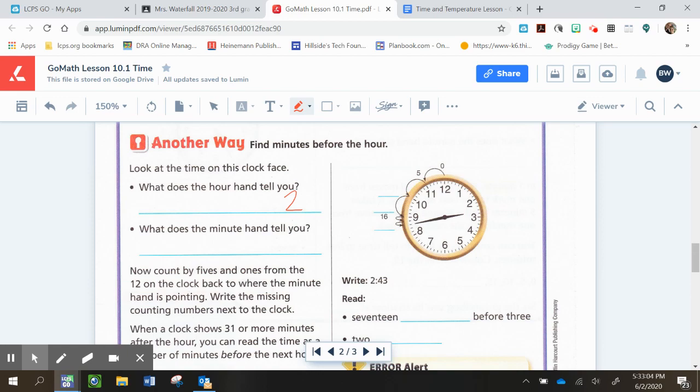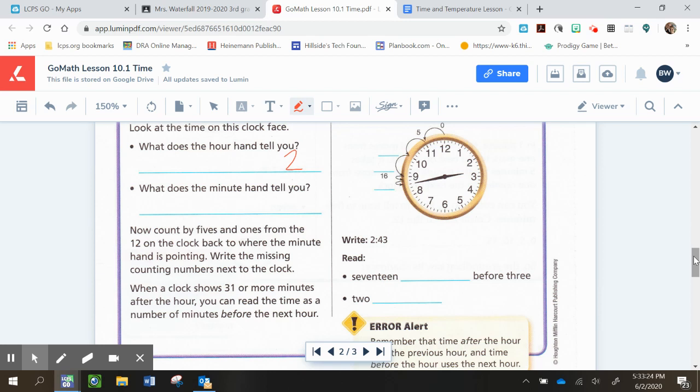But what they're asking us to do is start at the 12 and go backwards. 5, 10, 15, 16, and 17 minutes until the next hour. So there's 17 minutes before 3 o'clock, okay? That's another way to look at it, but the time is definitely 2:43. So when a clock shows 31 or more minutes after the hour, you can read the time as a number of minutes before the next hour, okay?